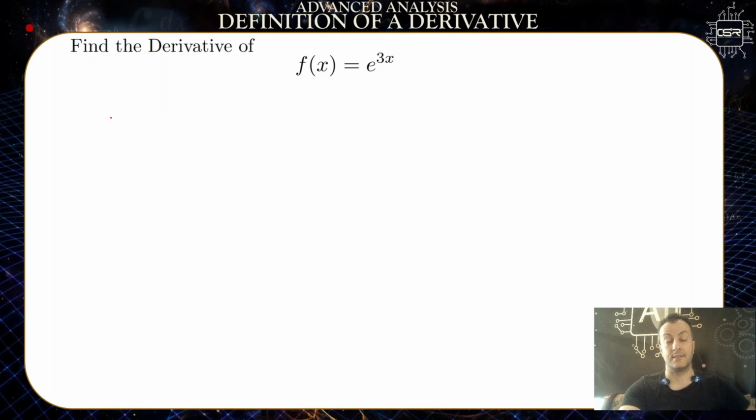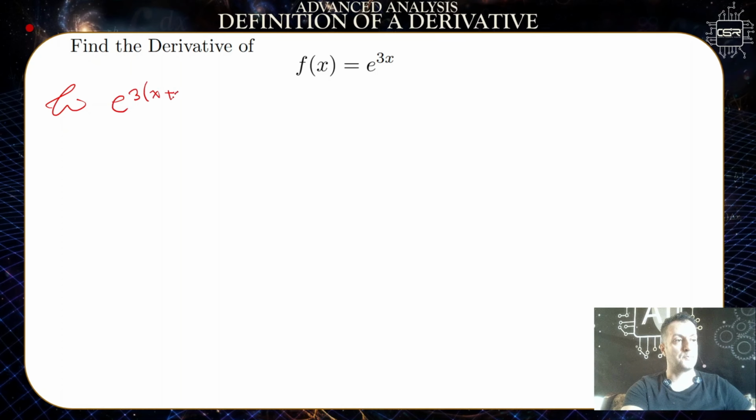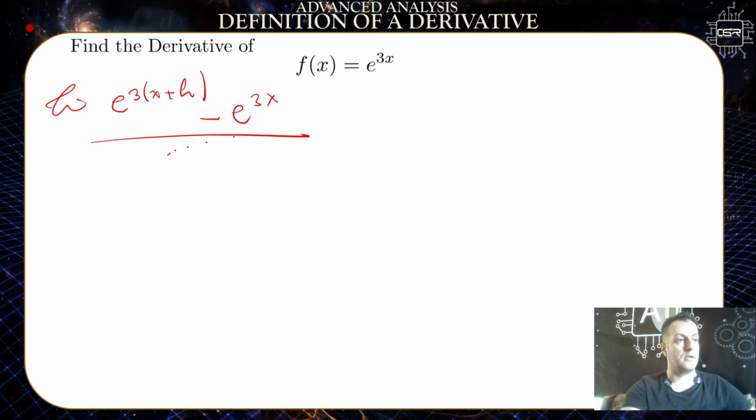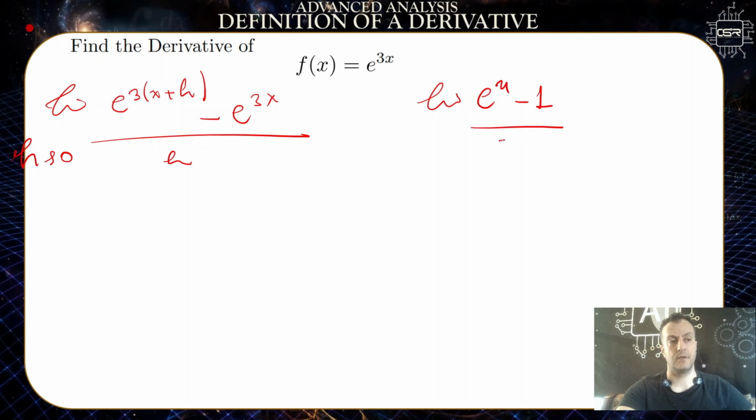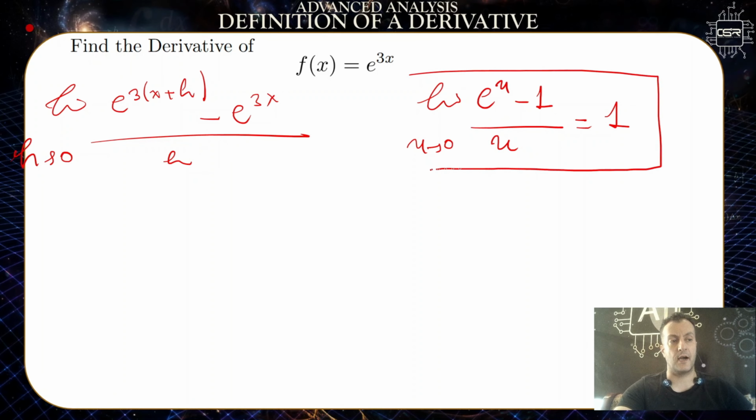Derivative of f of x equal to e^(3x). So it is the limit of e^(3(x plus h)) minus e^(3x) divided by h as h approaches 0. Now we need to establish a law in the limits concerning the exponential. Limit of e^u minus 1 divided by u as u approaches 0 is equal to 1. This is one of the identities, so to speak, concerning the exponential.